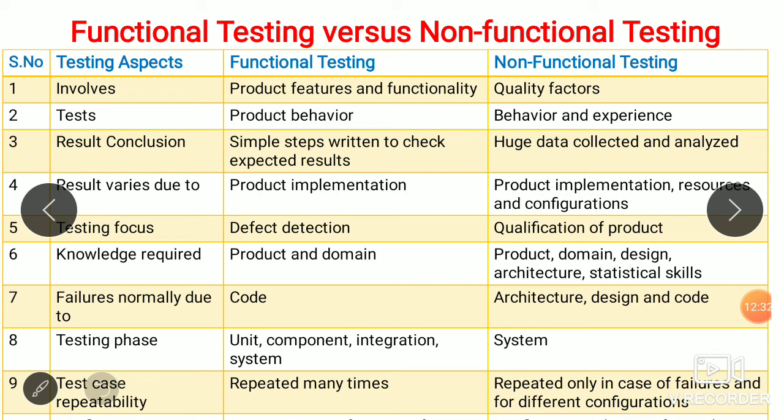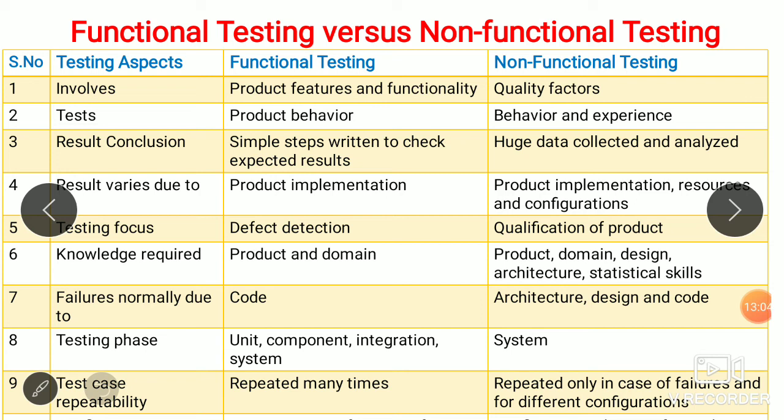Third difference is result conclusion. In functional testing, simple steps are written to check expected results. But in non-functional testing, huge data is collected and analyzed. See the difference. In functional testing, we are going to write very simple steps for a particular product. But in non-functional testing, we are collecting a large amount of data, and based on the data collected, we are going to analyze that data to get the result.